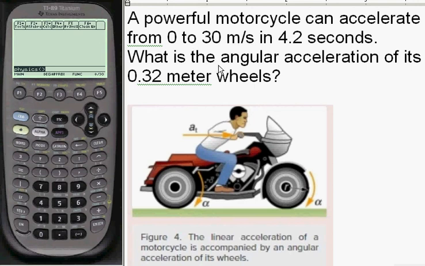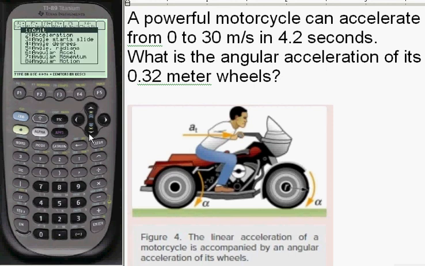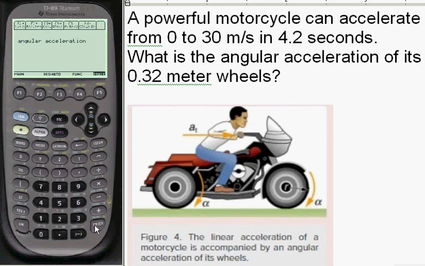Now you notice that they're asking for angular acceleration, so that's what you go to in my menu. After you load my programs into this TI calculator here, I'm going to scroll down to angular acceleration, which is right there. And do you see rads per second squared in the problem here? I don't see it. Do you? No. Okay.